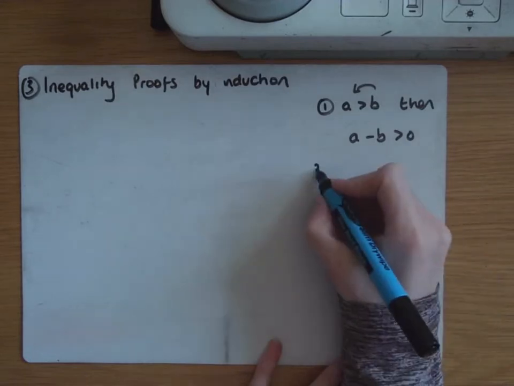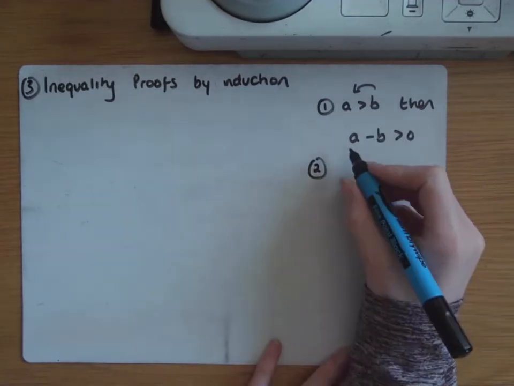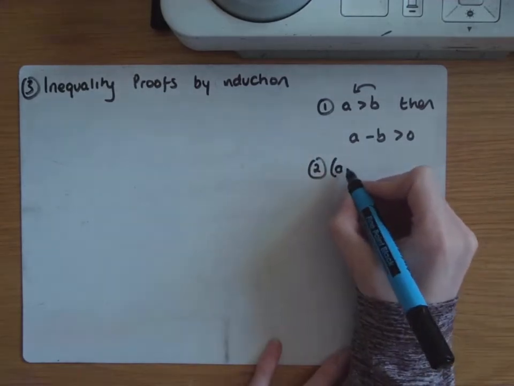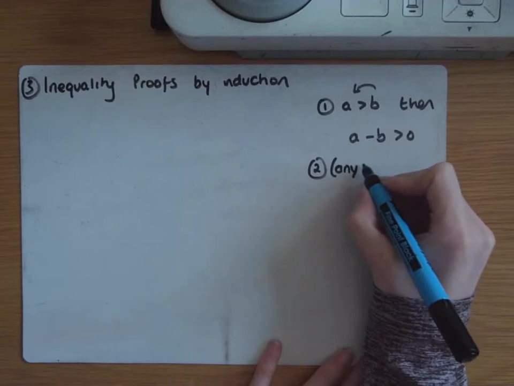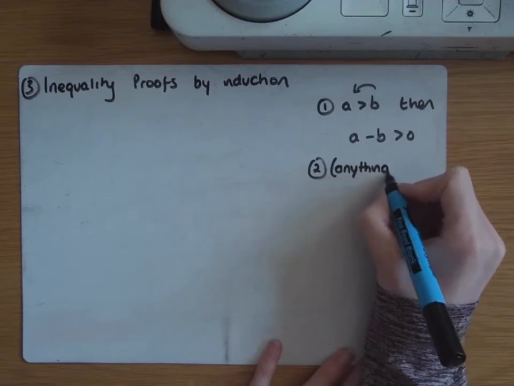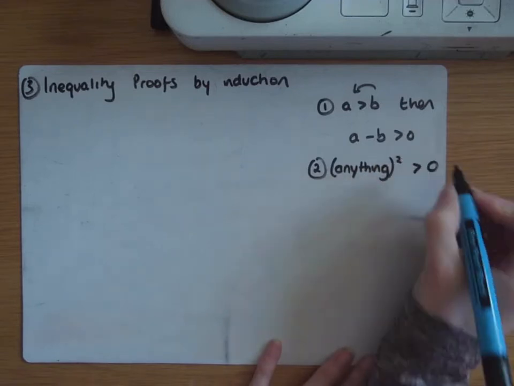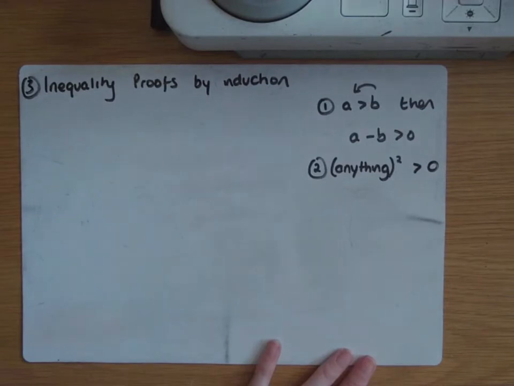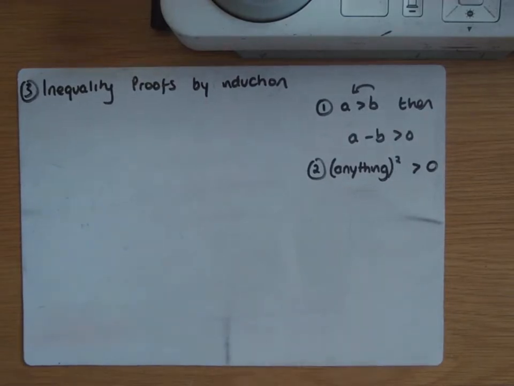And something else really important is that any number to be squared is always positive. Anything to be squared, no matter what it is, as long as it's in brackets to be squared, that's always going to be greater than 0.